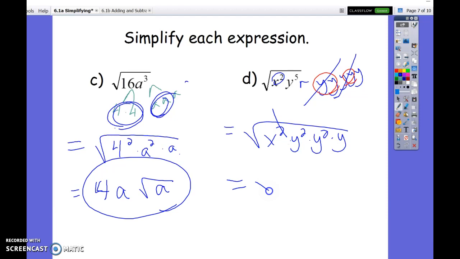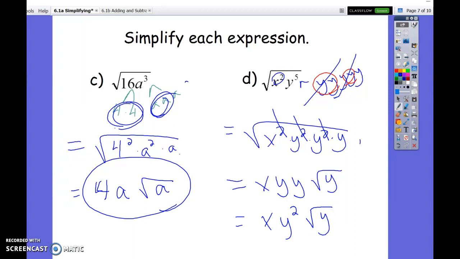Well, square root of x squared is just x, square root of y squared is y, square root of y squared is y. Can't take the square root of y to the first power, so that has to stay under the radical. Okay, it's just stuck there. It's like it's in jail. So we can simplify this one step farther. We can say this is x times y to the second times the square root of y. And that is our final answer.